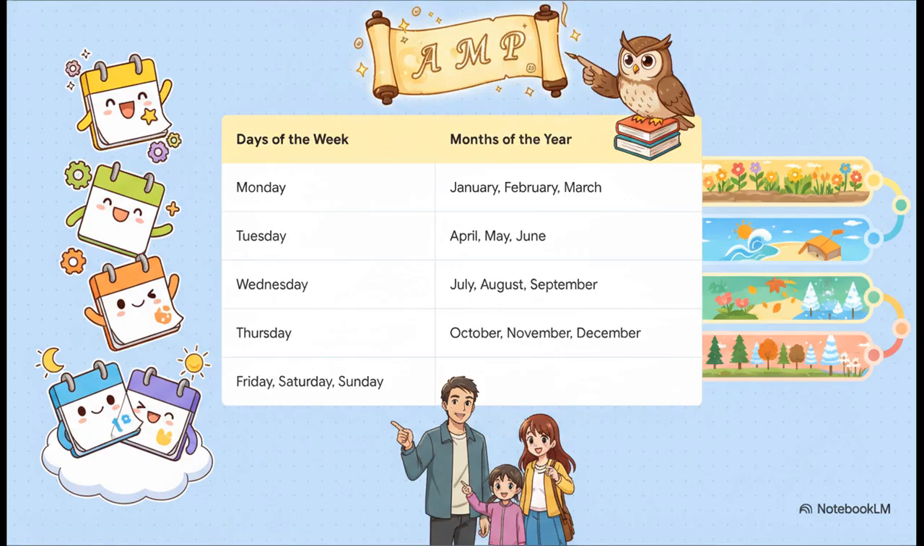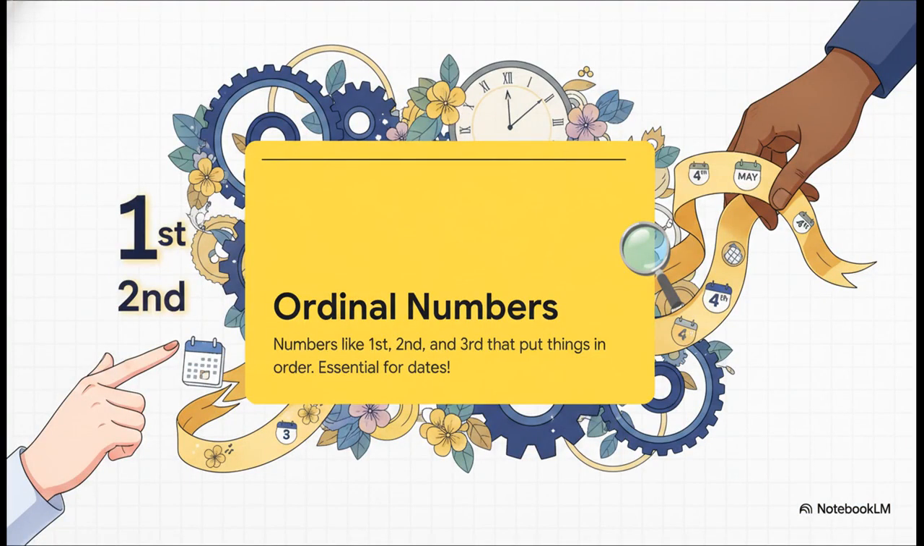And hey, quick tip for you. In English, always start days and months with a capital letter. Now, when you say a date in English, you don't use normal counting numbers like 1, 2, or 3. Instead, you use ordinal numbers. These are words like first, second, and third. So for example, you wouldn't ever say May 4. No way. You'd say May 4th.